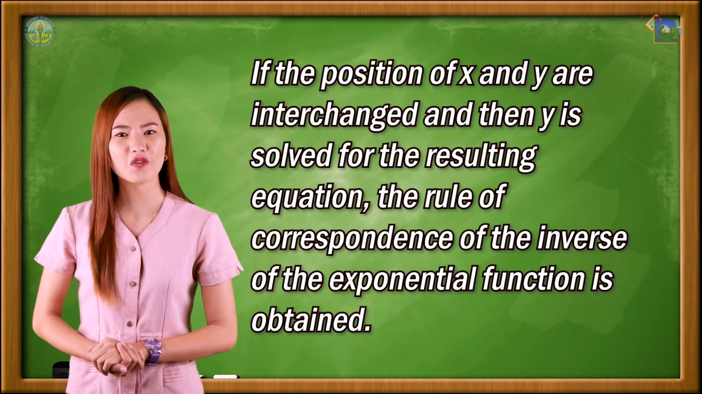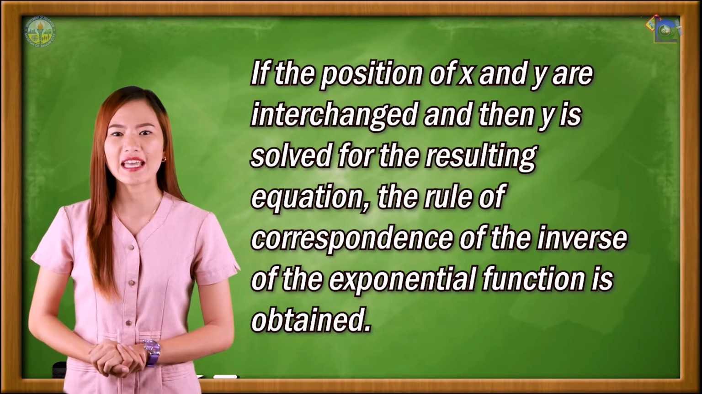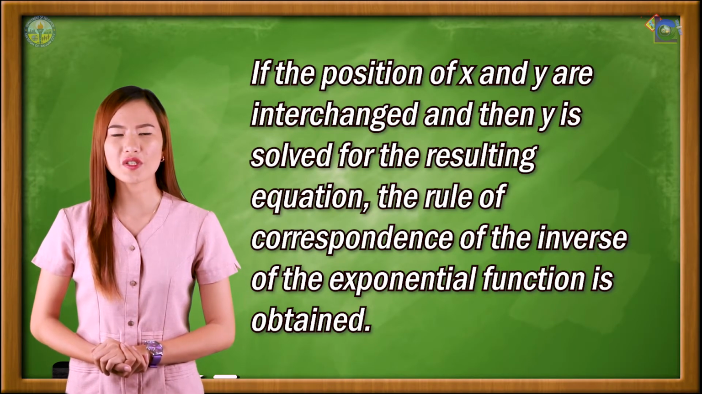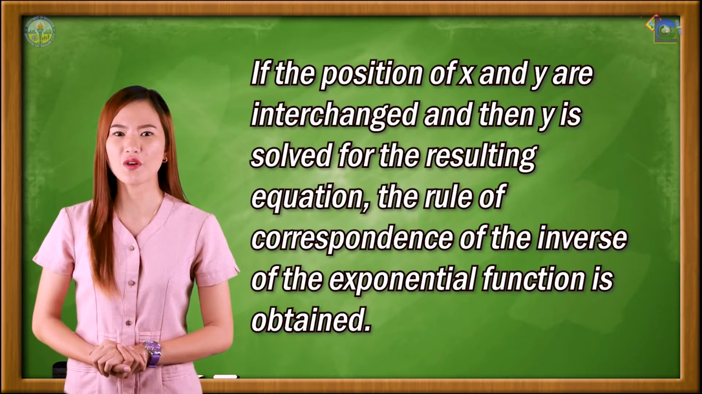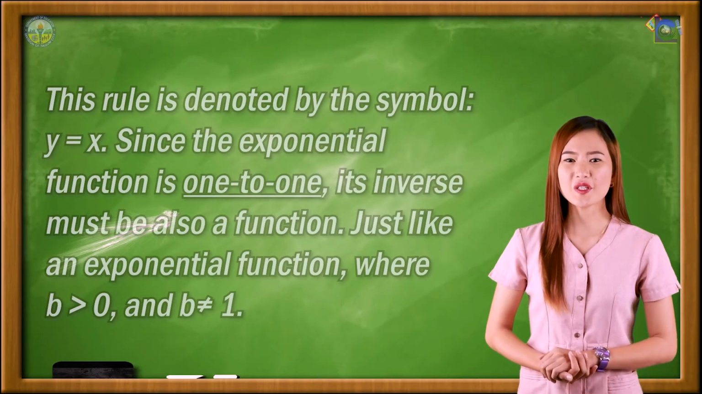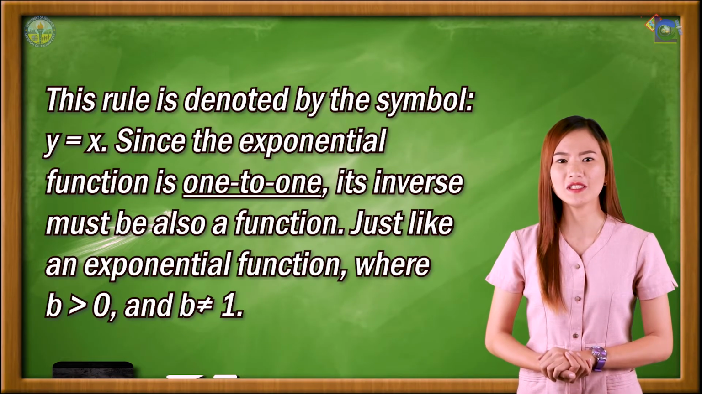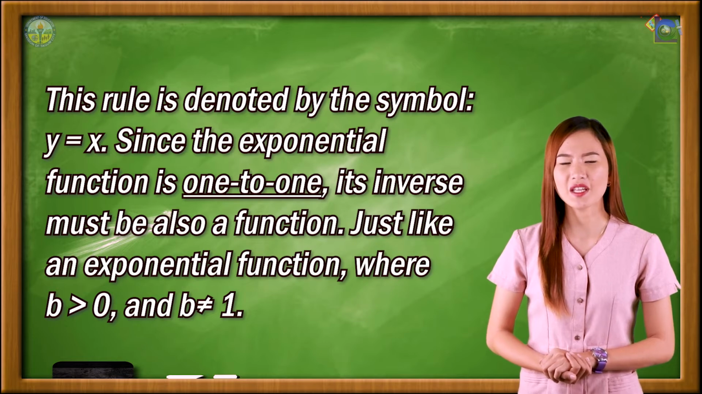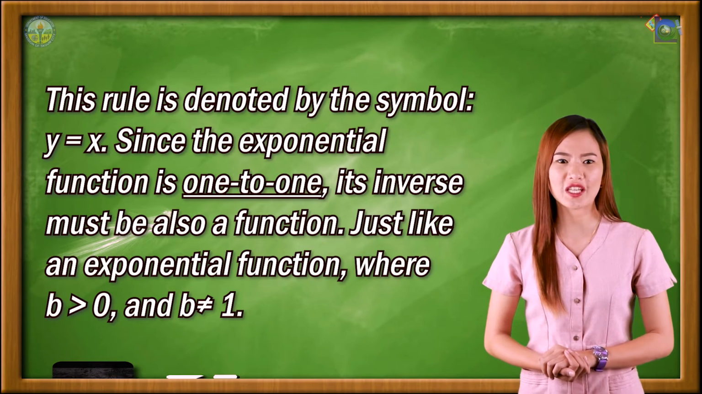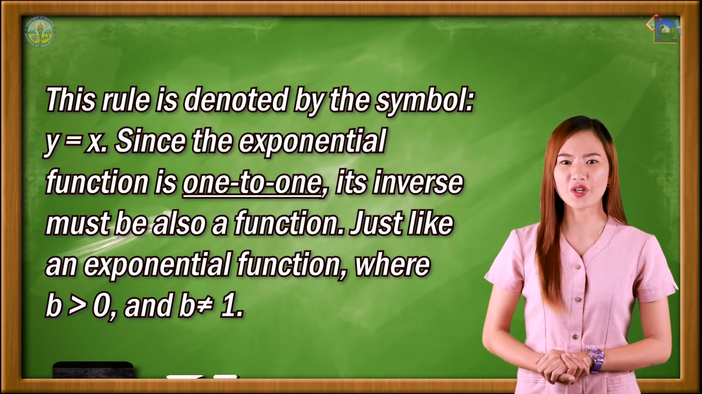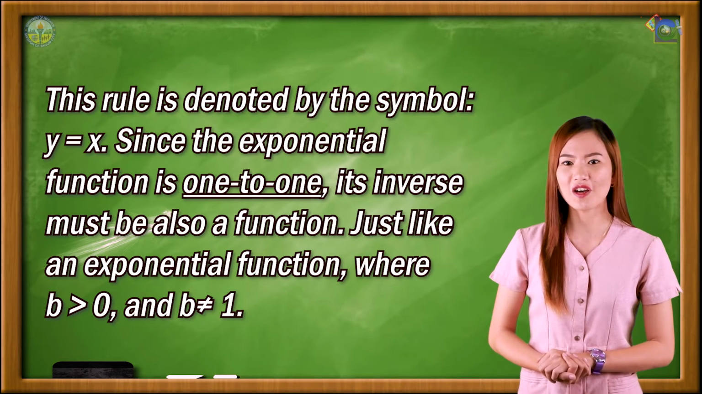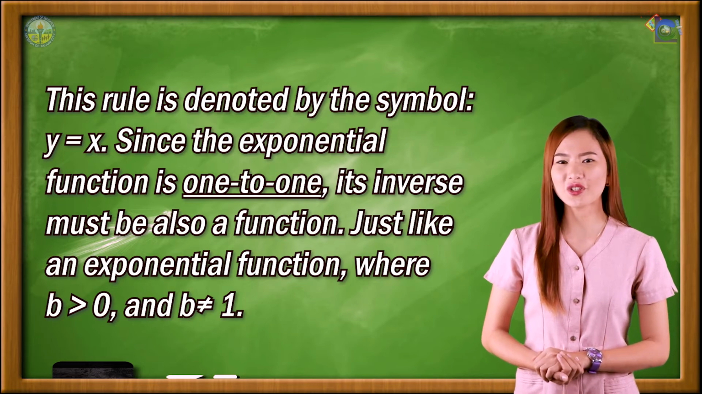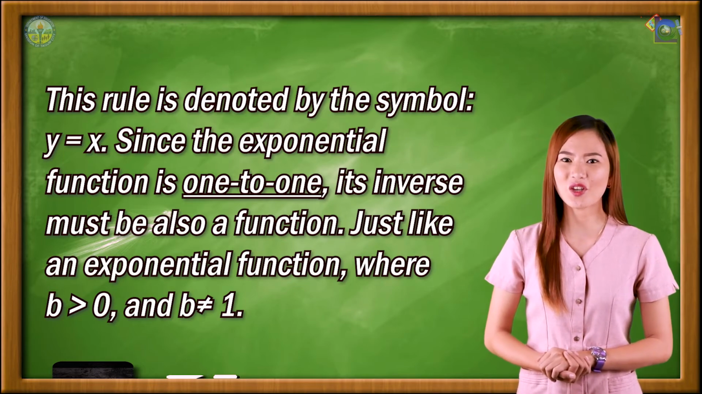If the positions of x and y are interchanged, and then y is solved for in the resulting equation, the rule of correspondence of the inverse of the exponential function is obtained. This rule is denoted by the symbol y equals log base b of x. Since the exponential function is one-to-one, its inverse must also be a function, just like an exponential function, where b is greater than 0 and b is not equal to 1.